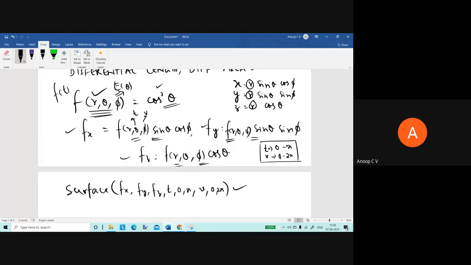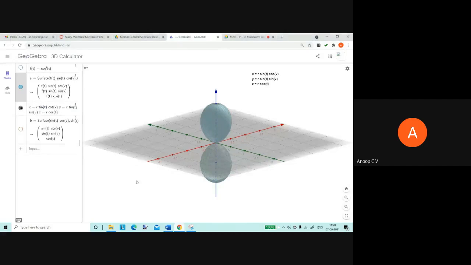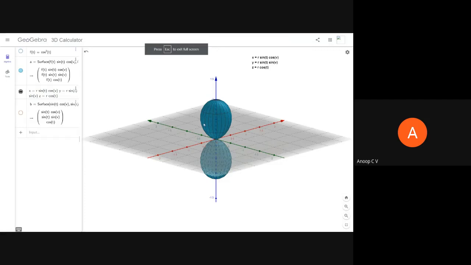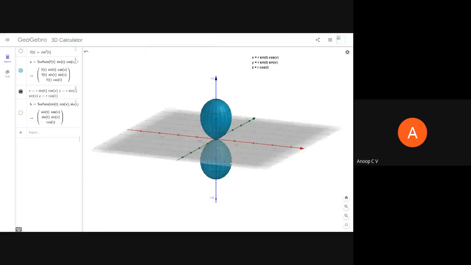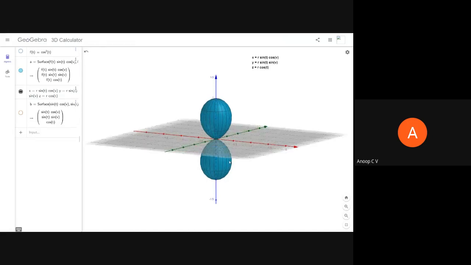Now we'll move on to the simulation. I hope all of you are able to see this. This is the function cos square theta. I'm keeping the antenna at the origin, and the antenna radiation is given by this. What is the meaning of this? You can see along the z-axis this antenna radiates maximum, that is when theta equals 0. As you change theta, you can see the pattern radius is decreasing.